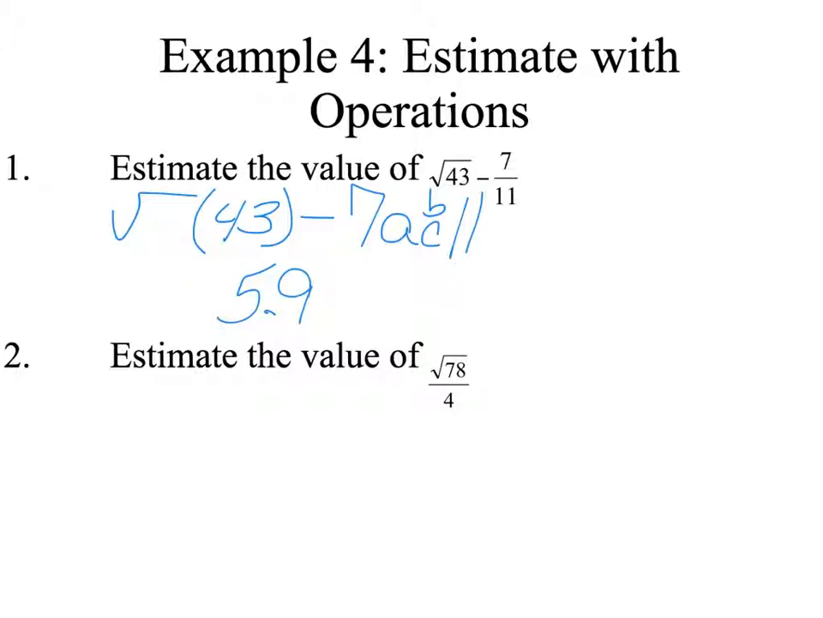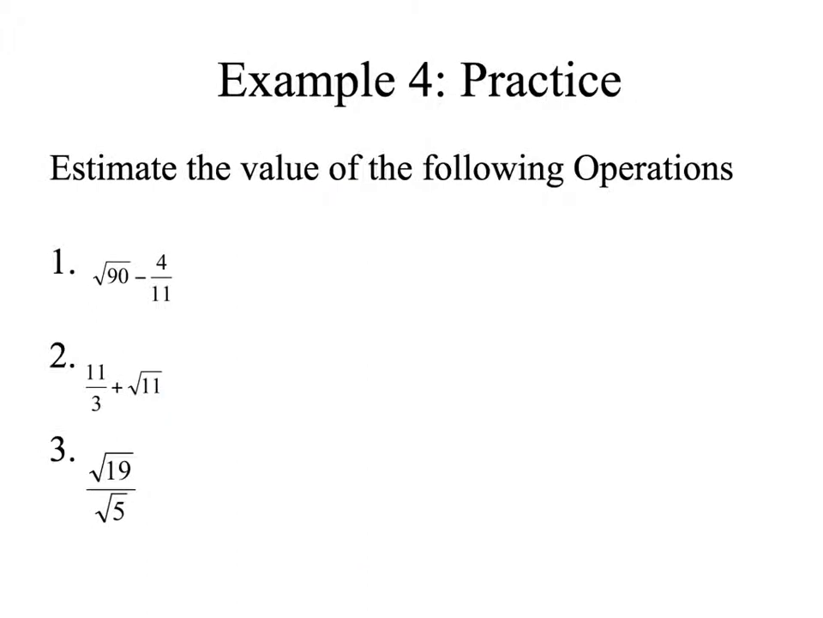So on the second one, we're going to do the square root of 78 in the calculator. Close the parenthesis. Use your division sign, which will put a slash on your screen, and then type in 4. And you're going to get 2.2 when you round it off. 3 of these for you to try. When you come back, we'll go ahead and go over the answers.